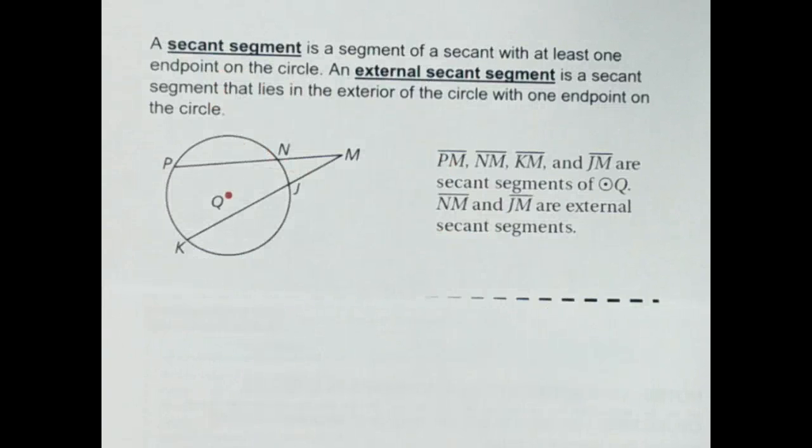Alright, and then we'll talk about secants now. A secant segment is a segment of a secant with at least one endpoint on the circle. An external secant is a secant segment that lies in the exterior of the circle with one point on the circle. So here are some examples. PM, NM, KM, and JM are secant segments of circle Q. NM and segment JM are external secants.